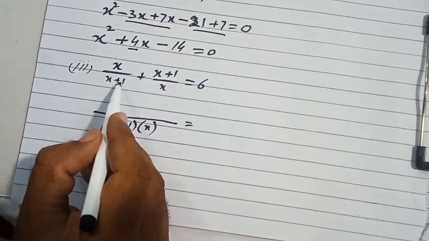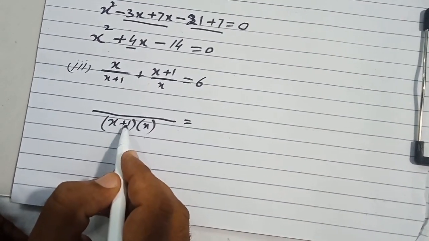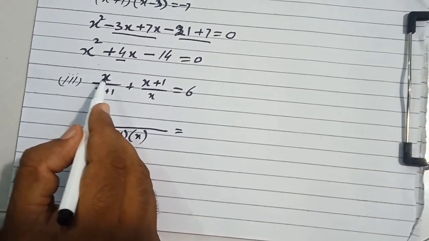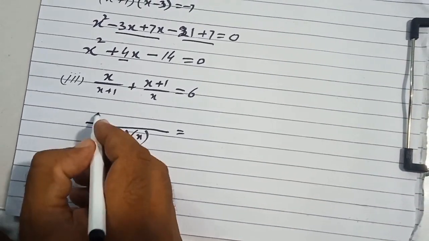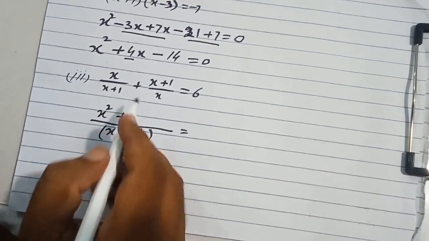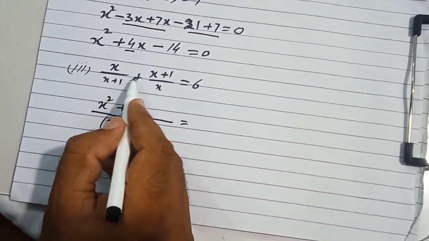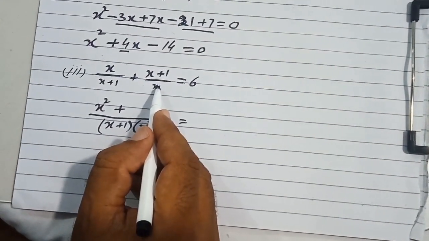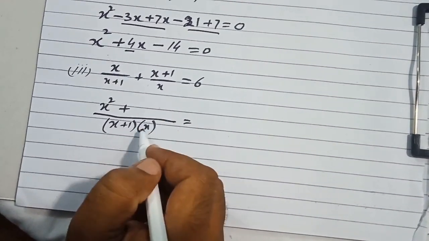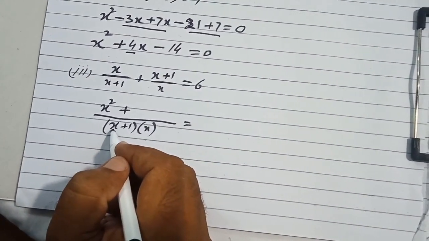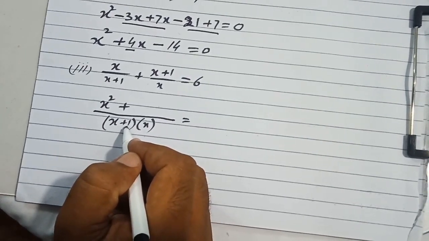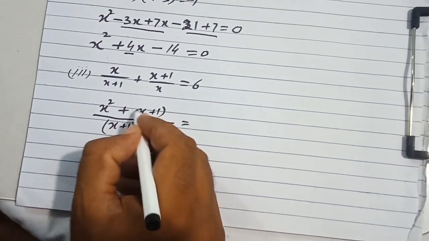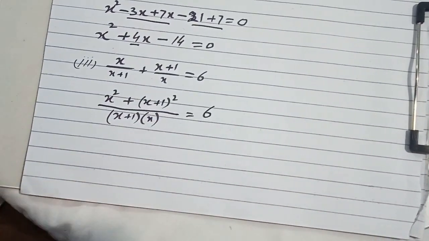When the LCM is divided by the denominator of the first fraction, x plus 1 will be cancelled with x plus 1 and the left one is x. When x is multiplied by the numerator, that is also x, it will become x square. Plus, as the plus sign is between the two fractions, I will use the plus sign as it is. And now the LCM will be divided by the denominator of the second fraction, that is x. So x will be cancelled and the left one is x plus 1. And x plus 1 will be multiplied by the numerator, that is also x plus 1. So it will become x plus 1 whole square, that is equal to 6.